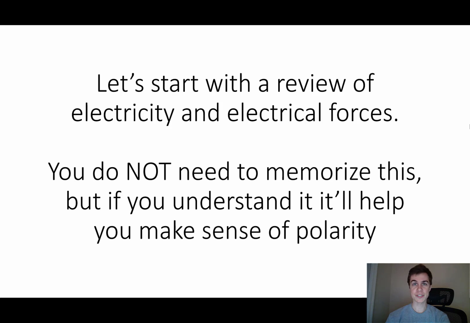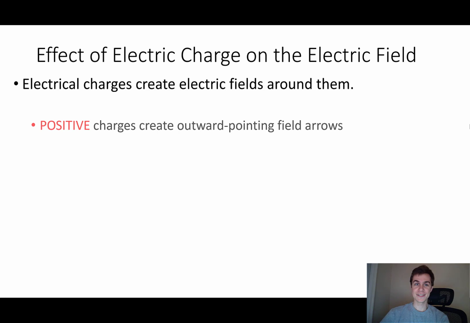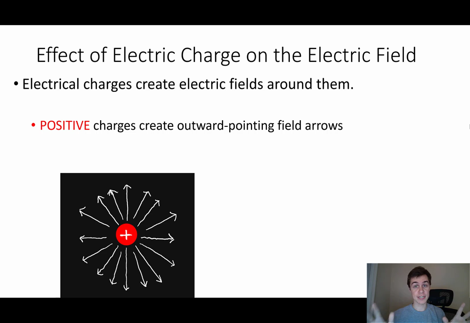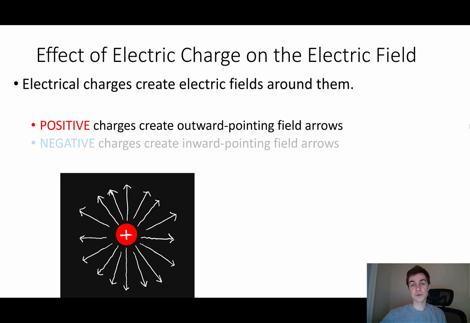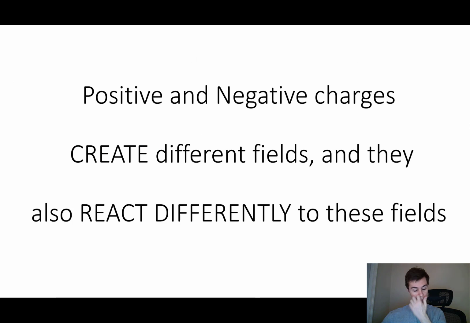You don't need to memorize this for my class at least, but if you understand it, it'll make polarity a lot more intuitive for you. So there's this thing called the electric field. Positive charges will create outward pushing electric field lines, and negative charges will create inward pulling electric field lines. They create different kinds of arrows, pushing versus pulling, but that's not the only difference. They also respond differently to the arrows that exist.